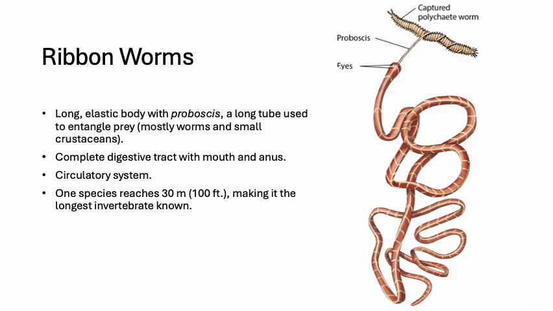Ribbon worms are fascinating because of their unique hunting tool, the proboscis. This long, extendable tube can shoot out and entangle prey, often worms or small crustaceans. Unlike flatworms, ribbon worms have a complete digestive system with both a mouth and an anus, which is a major evolutionary upgrade. They also have a circulatory system, making them more complex internally.